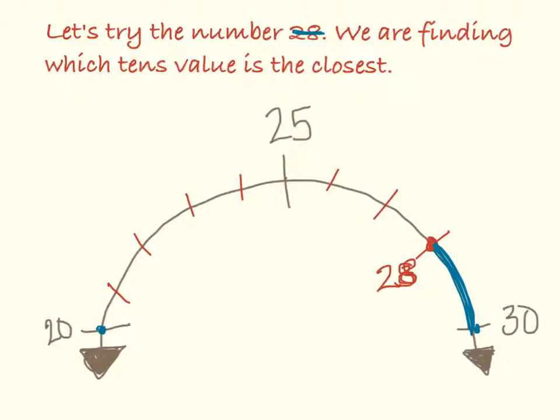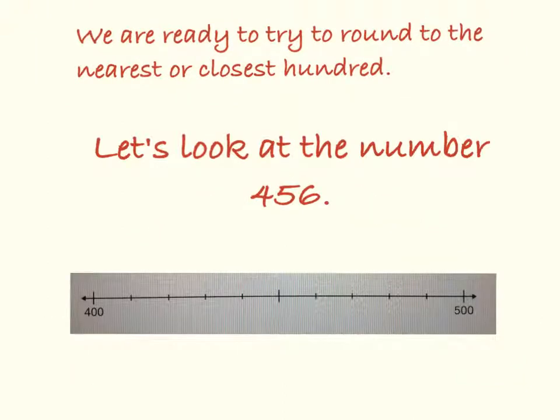So when you're rounding, you're finding the value that is closest to the number you're looking at. We're ready to try to round to the nearest or the closest hundred. Let's look at this number. We have the number 456, but this time I want you to round to the nearest hundred. So if you look on our number line, which side is 456 closer to? Is it closer to 400 or is it closer to 500? Because we're rounding to the nearest hundred.